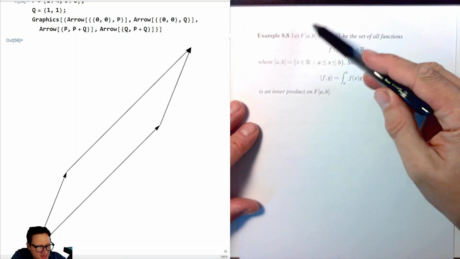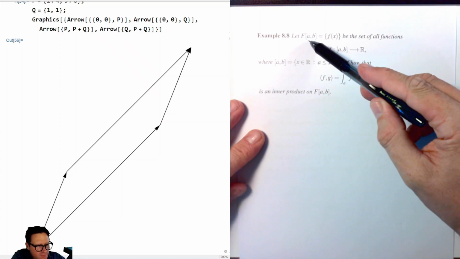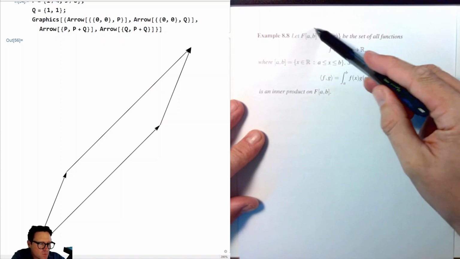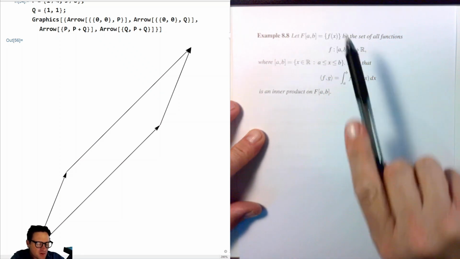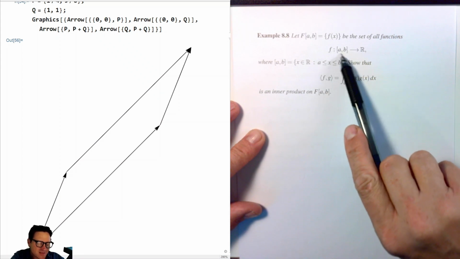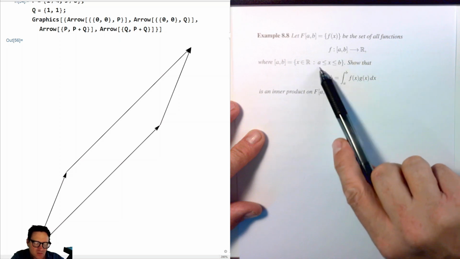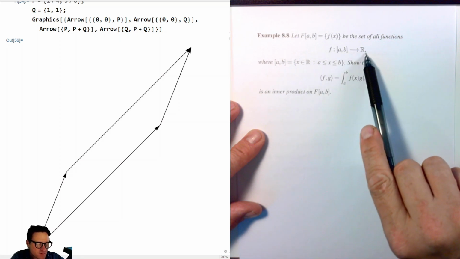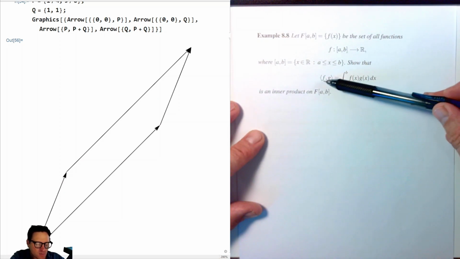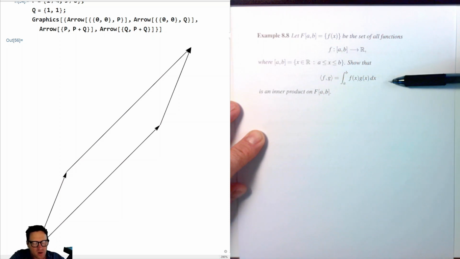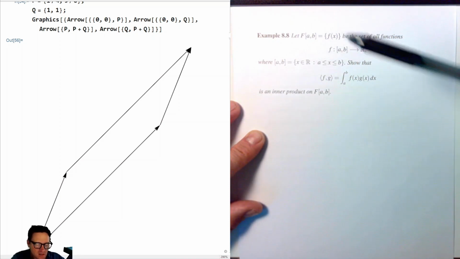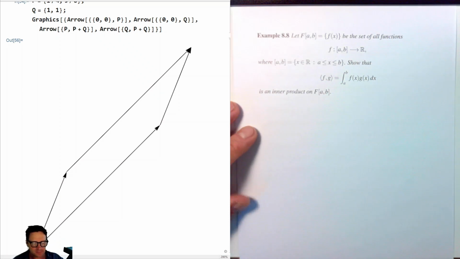All right, so let uppercase F(a, b), where this (a, b) is an interval, be the set of all functions with the domain being the interval from a to b. In other words, this is the set of all real numbers between a and b, mapping to the set of real numbers. Show that the inner product of f and g, being the definite integral of the product of f and g from a to b, is an inner product on the space uppercase F.